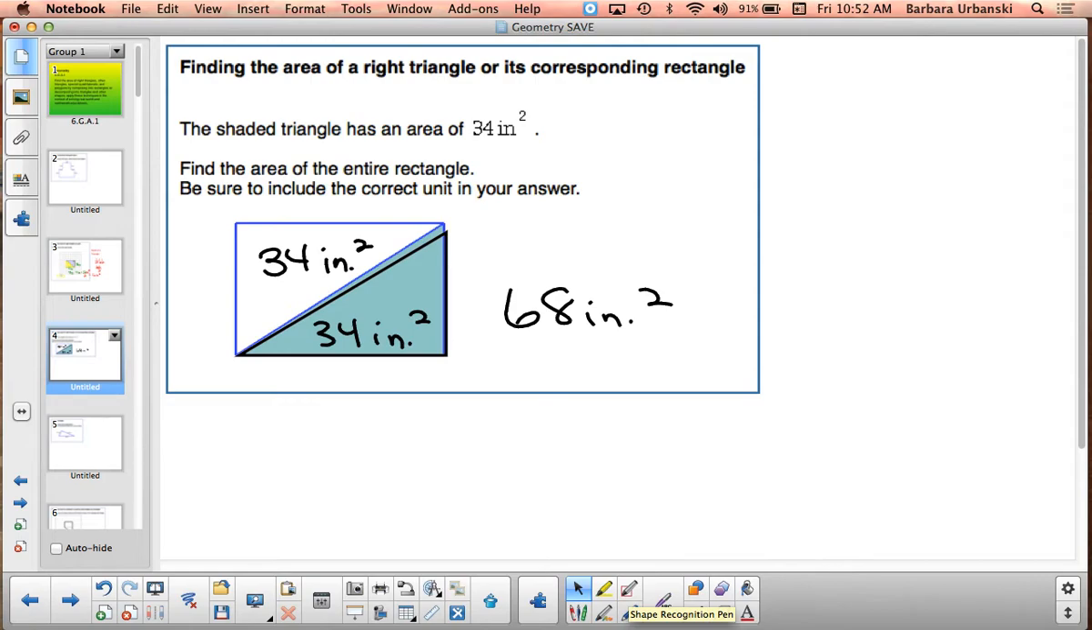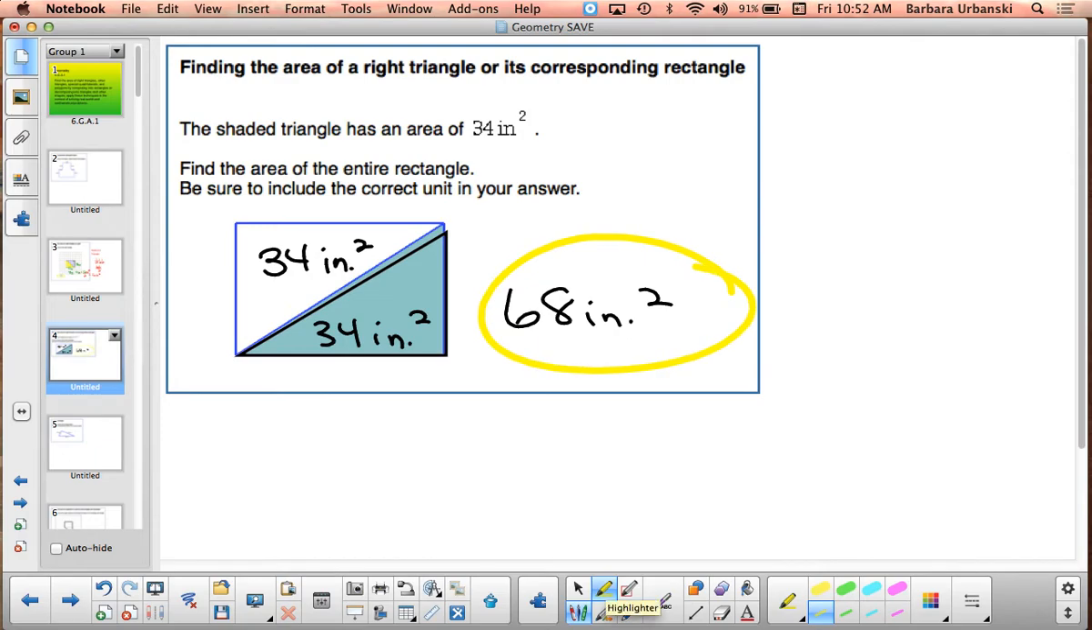On some of the problems, they're actually giving you the entire area. They might say, oh, the rectangle has an area of 68 inches squared. What is the area of the shaded region? Well, now we would be using the inverse. We would be working backwards, and it would be 68 divided by 2, and then you would just come up with your 34 inches squared.